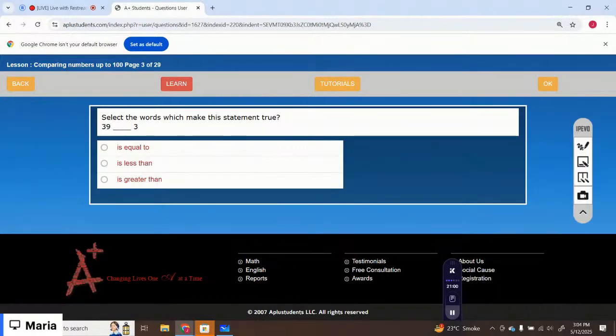Select the words which make the statement true. 39 and 3. So which is the correct option? When counting, 39 comes after 3. That means 39 is greater than 3. Option number 3 is the correct option.